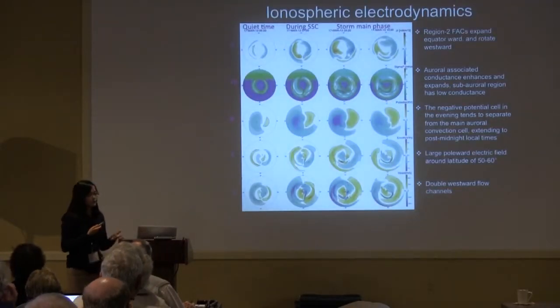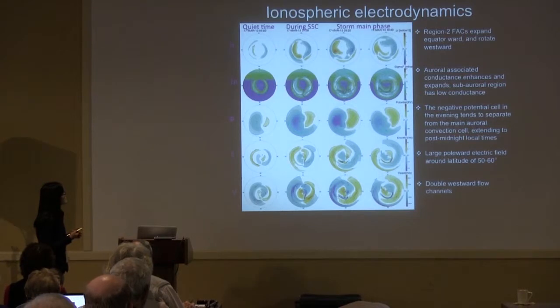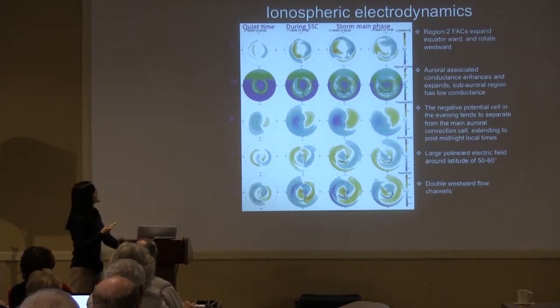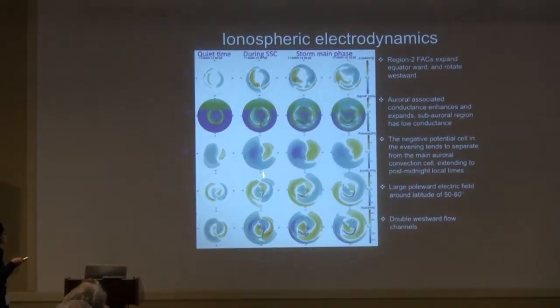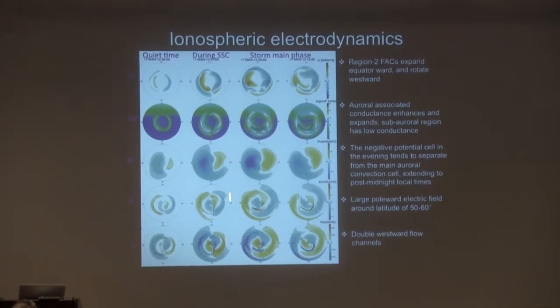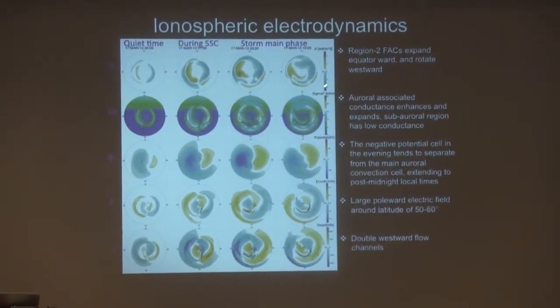Next, I'm going to show you some results from the simulation. The first one is the evolution in the ionospheric electrodynamics. From top to bottom are the field-aligned currents, the Pedersen conductance, the electric potential, the electric field, and the convection in the ionosphere. The first column is during the quiet time before the storm enhancement, the next one is during the storm enhancement, and the last two columns are during the storm main phase.